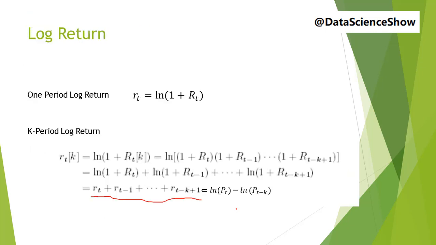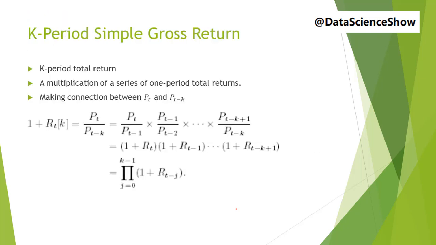Let's go back to the previous slides. The k period log return is actually a sum. But if you go back to the k period simple growth return, the simple growth return is actually a product. Many financial analytics models require normality. So in practice, we prefer to use log return for the stock analysis.